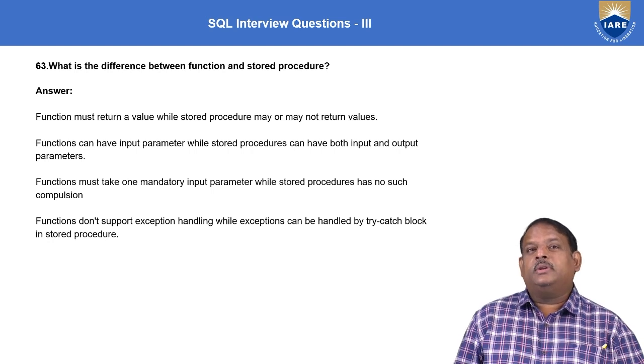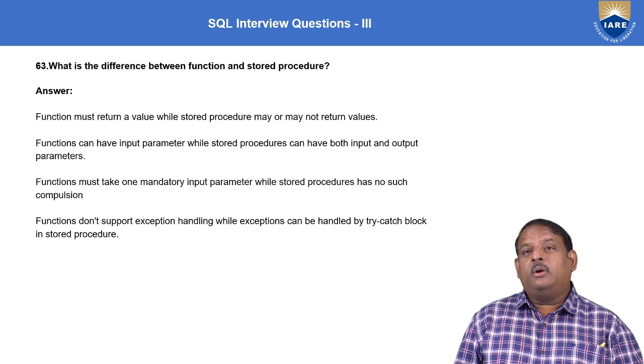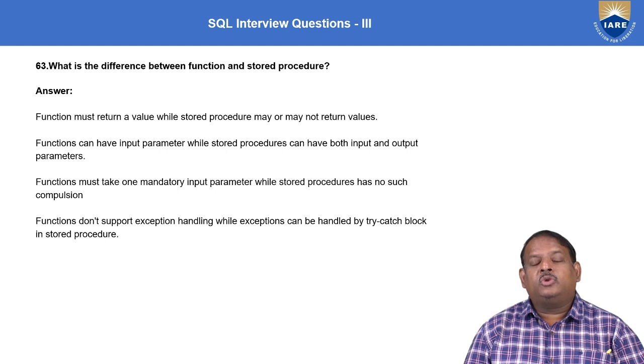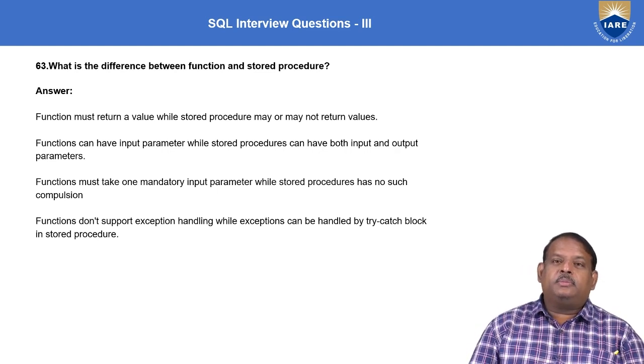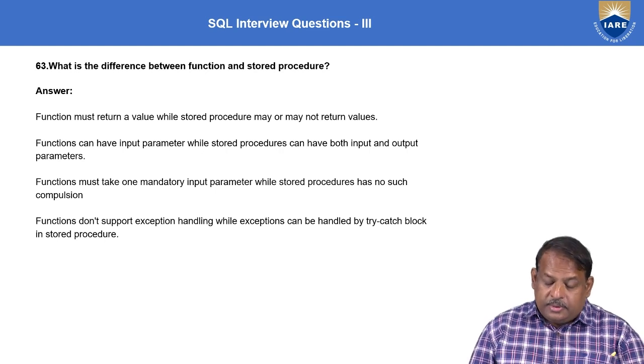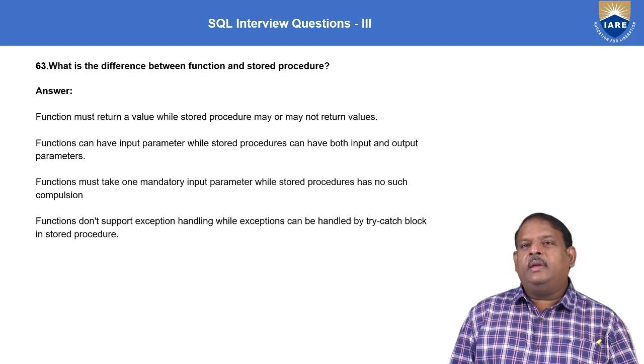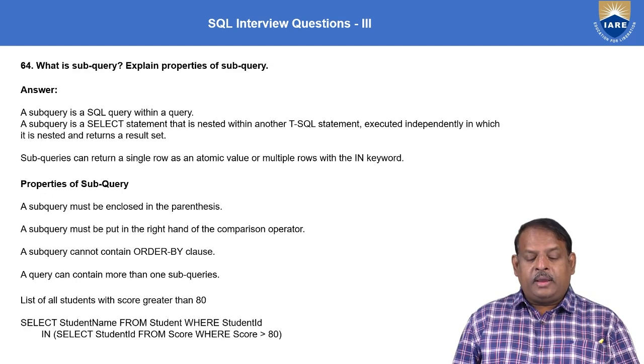So, function and stored procedure. A function must return a value, whereas a stored procedure may or may not return a value. A function can have only input parameters, while a stored procedure can have both input and output parameters. Functions can take one mandatory input, whereas a procedure has no compulsion. Functions do not support exception handling, whereas exceptions can be handled in a procedure using try catch blocks.